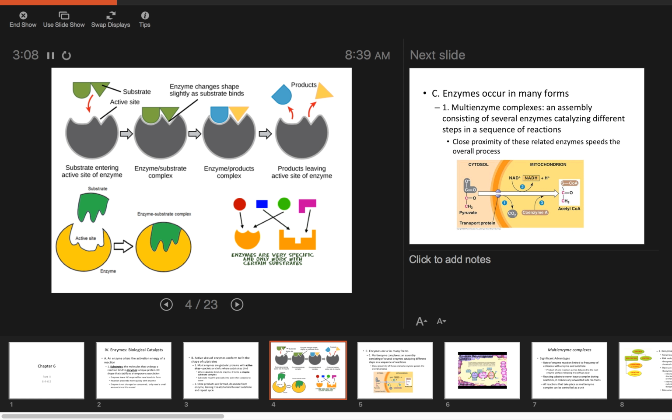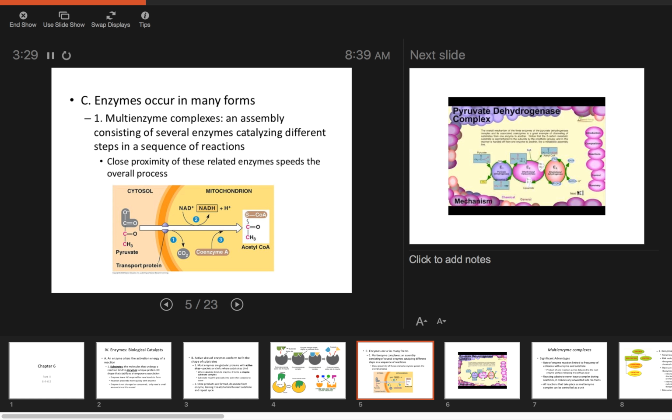Another diagram showing the substrate binding into the active site, you get your enzyme substrate complex. Like I said, enzymes are very specific, so only certain substrates will fit into it. The rectangle will not bind to this enzyme, and the chemical reaction will not occur between those two. So they are very specific to what they combine with. There are many forms of enzymes because enzymes are proteins, and proteins have a wide diversity. Some enzymes line up in an assembly line, and when that happens, you call it a multi-enzyme complex. So you have one enzyme after another that carries out a huge process.